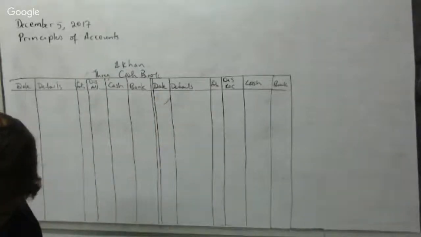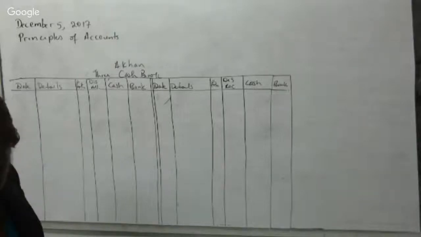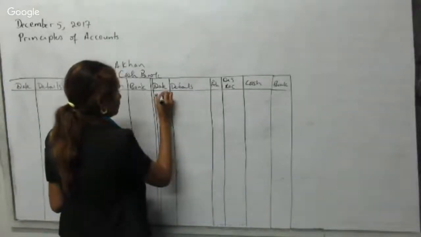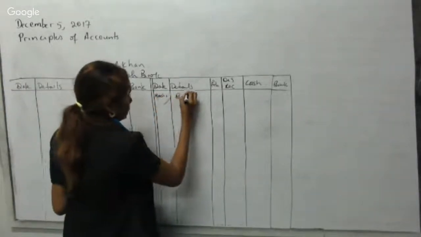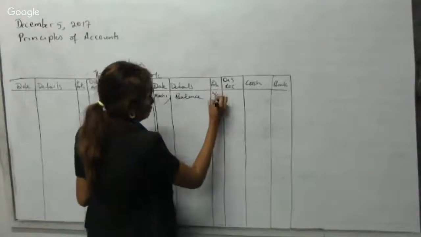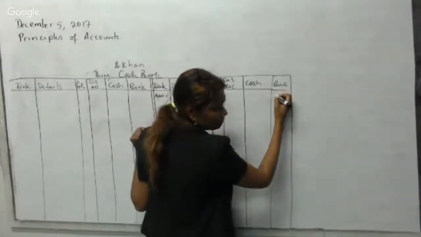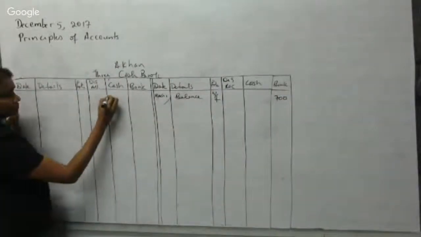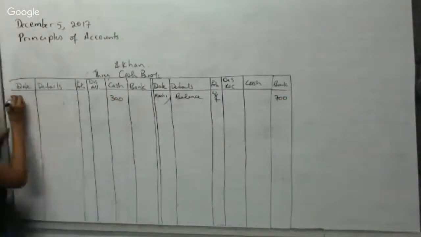So we're working from the cash book. Overdrawn balance at bank for 700. How much was the balance overdrawn? $700. And the cash balance is 300. 300. And the cash, 300.